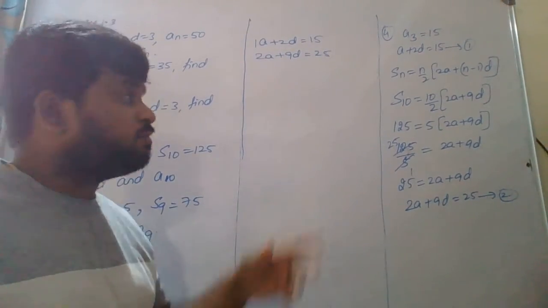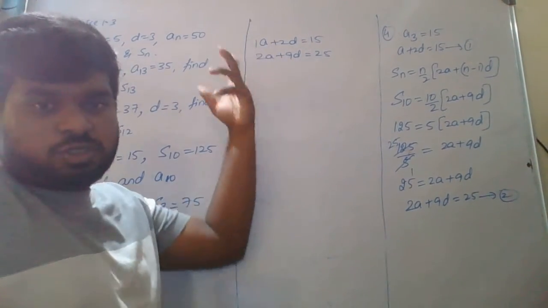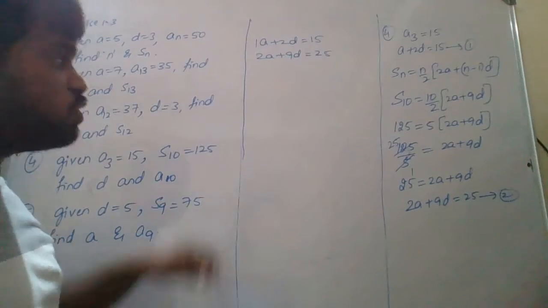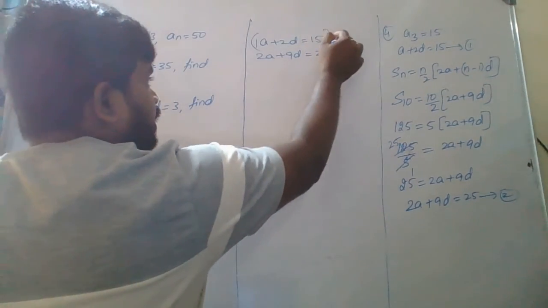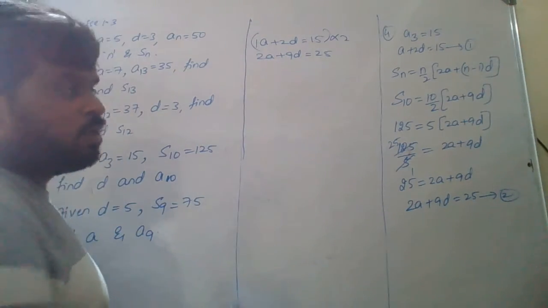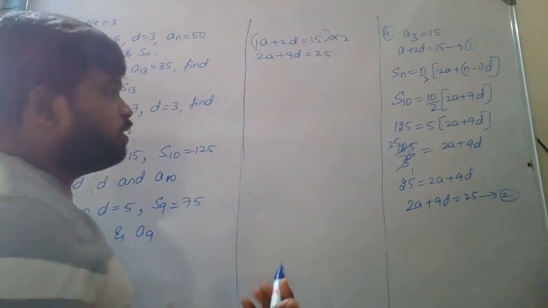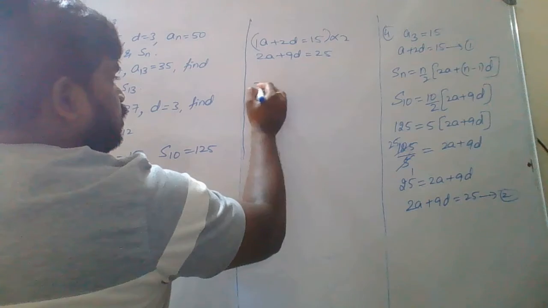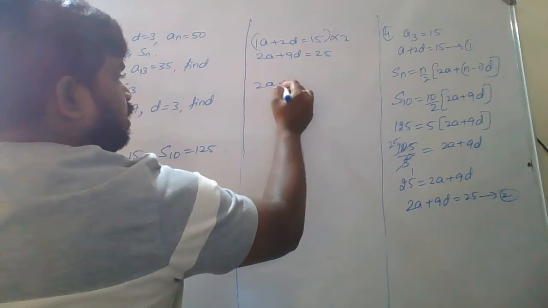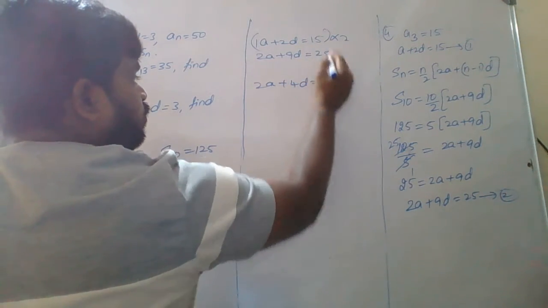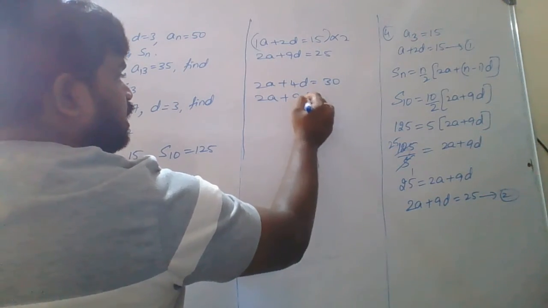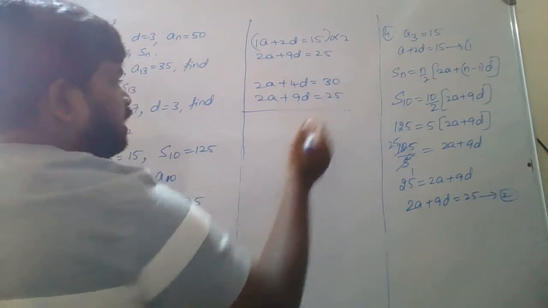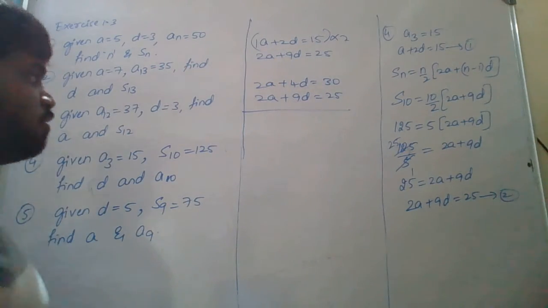How do you make them the same? It is using the LCM itself. So the LCM of 1 and 2 is 2. Since the LCM is 2, I have to make this 1 as 2. How do I make it? Simply multiply it by 2. This is already 2, so you need not worry. So 2 into 1a, 2a. 2 into 2d, 4d. 2 into 15, 30. Write the second one now. 2a plus 9d equals 25. Earlier, the coefficients were not the same, we made them the same.